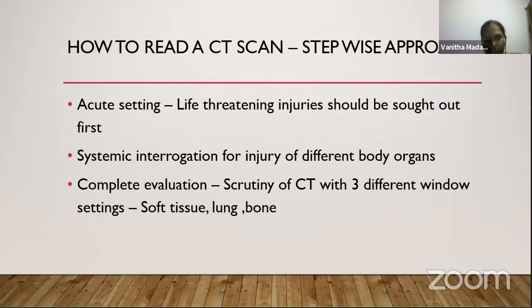In an acute setting, when we are reading a CT, we have to look for life-threatening injuries first, like hemoperitoneum, large pneumothorax or tension pneumothorax, pneumoperitoneum, etc. These should be sought first in the initial assessment. After the initial assessment, we have to do the systemic interrogation to look for injuries of different body organs. And to perform a complete evaluation, we have to scrutinize the CT scan with at least 3 window settings, for example, soft tissue, lung and bone settings.